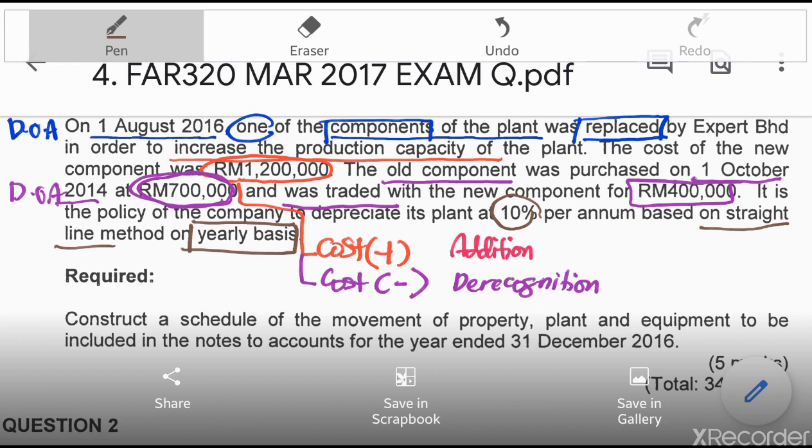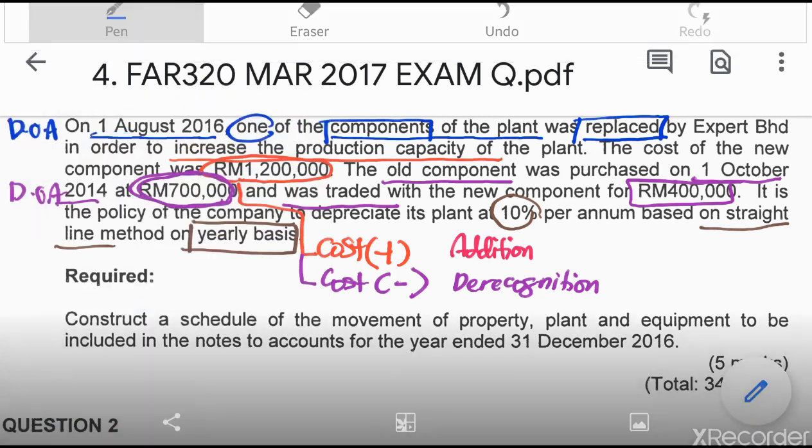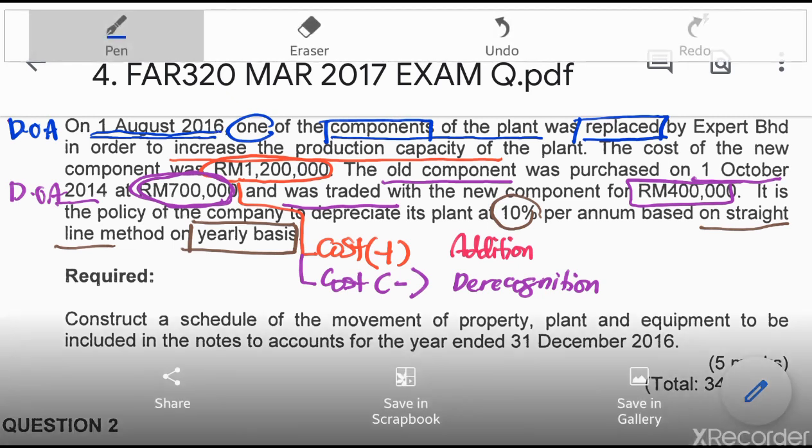And then for the new component, the one that is purchased on 1st of August, even though it was not with you for one whole year, it was just with you for just 7 months, you are going to charge full year depreciation.